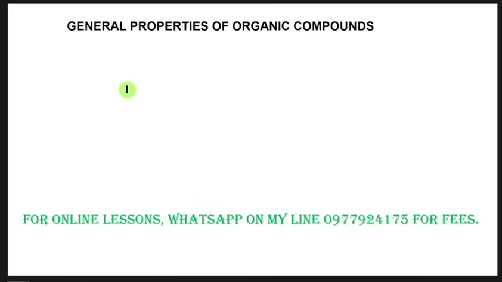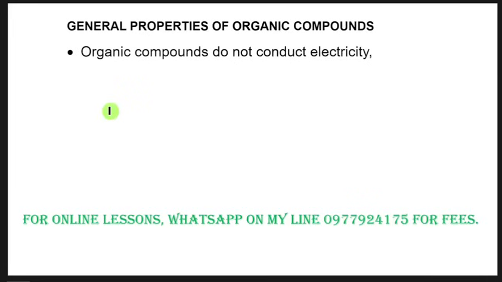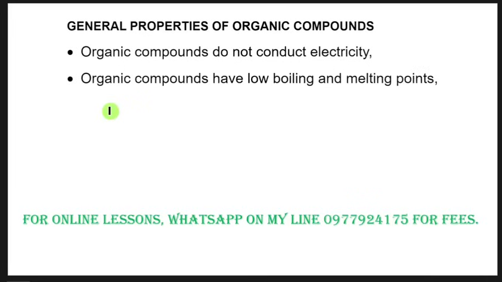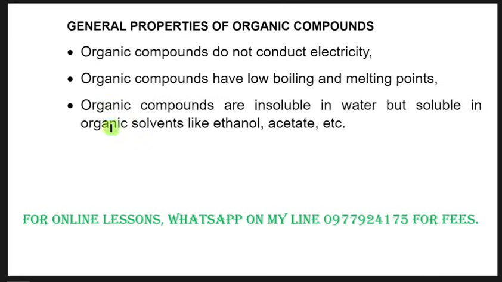All right, so we are going to look at general properties of organic compounds. So we are going to say, number one, that organic compounds do not conduct electricity. Then number two, organic compounds have low boiling and melting points. And then number three, organic compounds are insoluble in water but soluble in organic solvents like ethanol, acetate, etc.